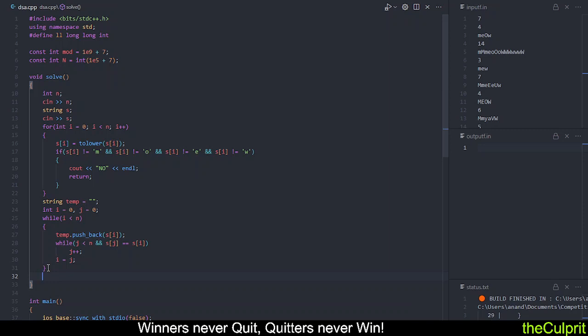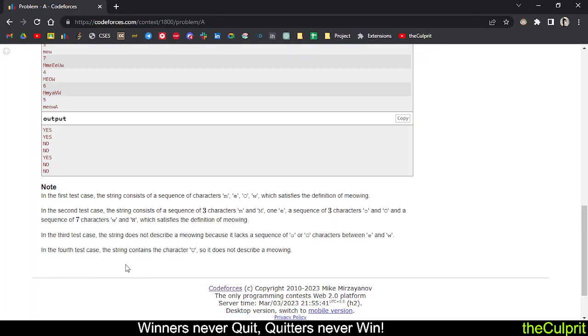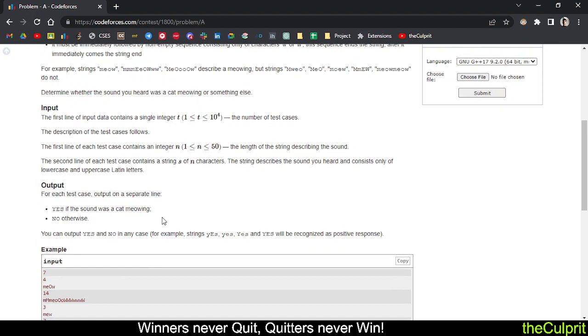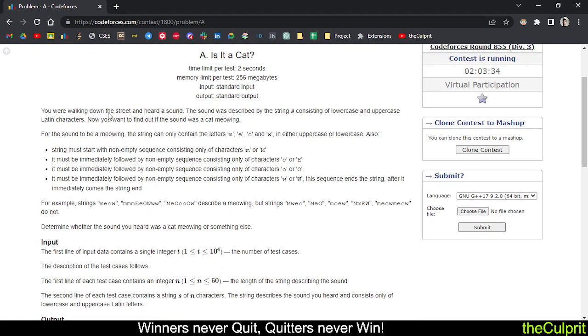To check that, I can simply write an if condition. Okay, does that contain a null character? Can it contain a null character? Must start with non-empty subsequence.